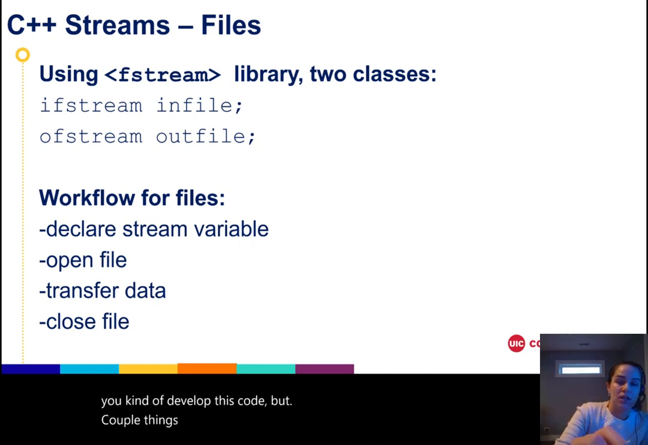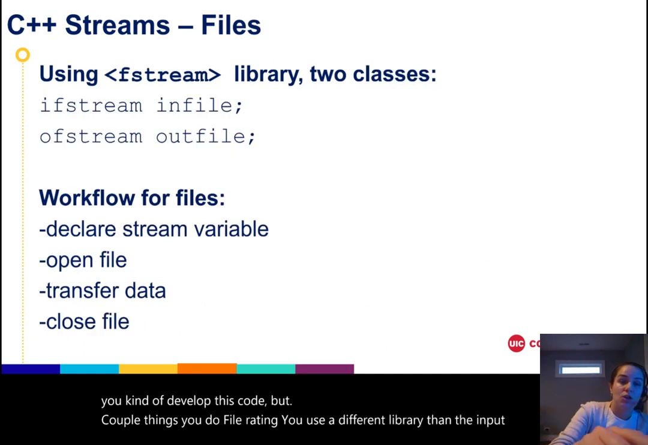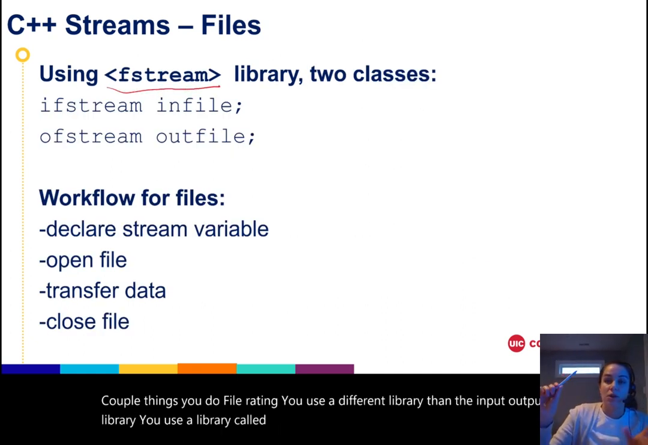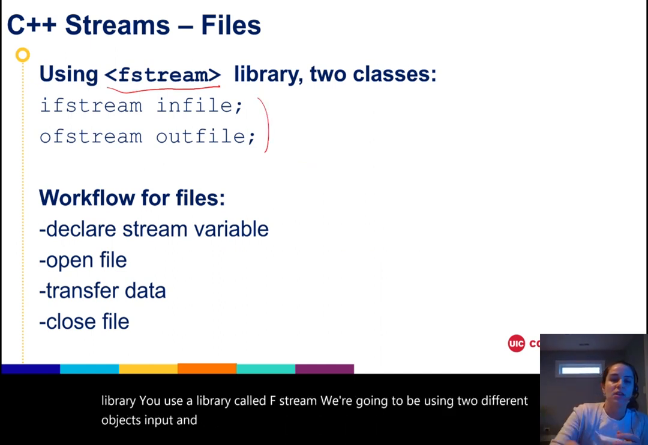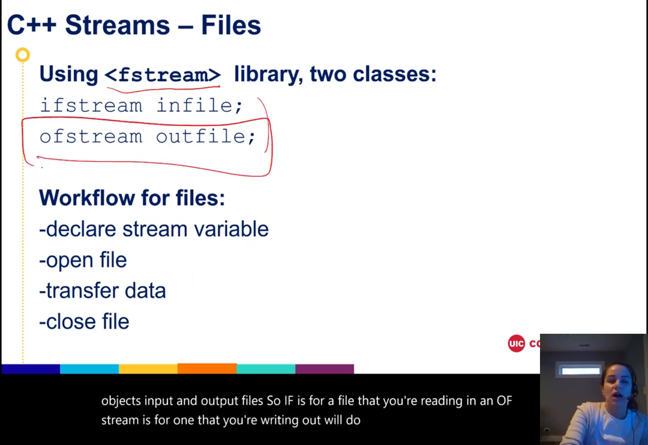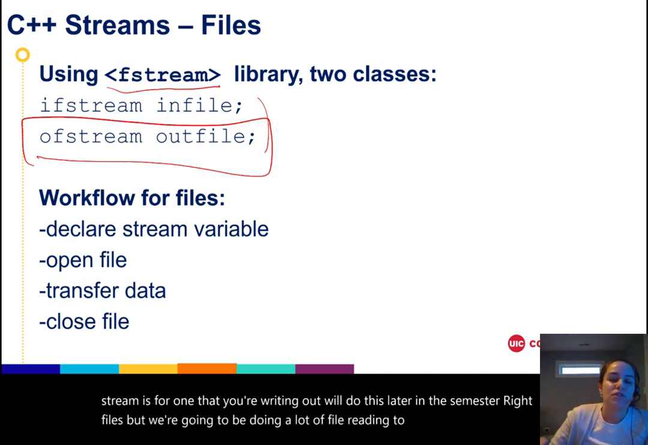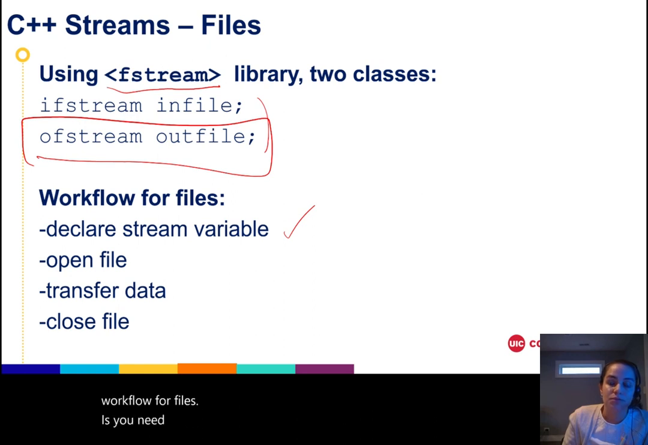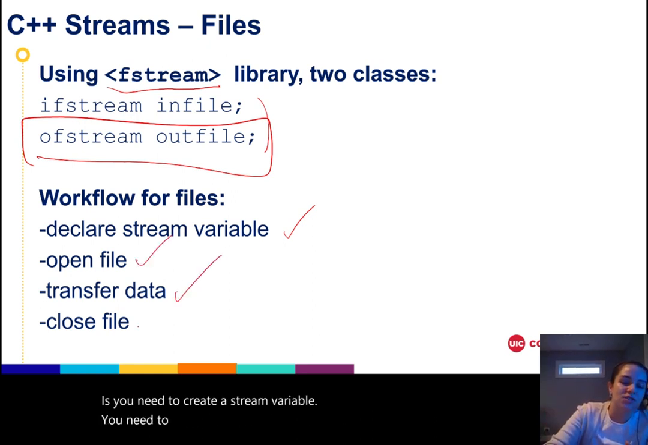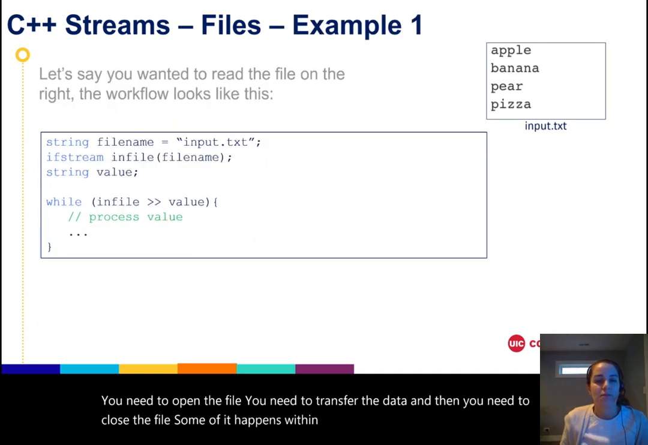But a couple of things. To do file reading, you use a different library than the input-output library. You use a library called fstream. We're going to be using two different objects, input and output files. So ifstream is for a file that you're reading in, and ofstream is for one that you're writing out. We'll do writing files later in the semester, but we're going to be doing a lot of file reading to start. The general workflow for files is you need to create a stream variable, you need to open the file, you need to transfer the data, and then you need to close the file. Some of it happens within other steps, which I'll go over in a second.